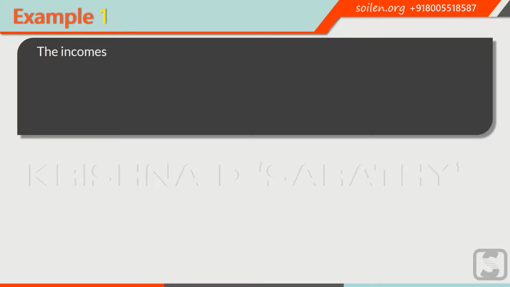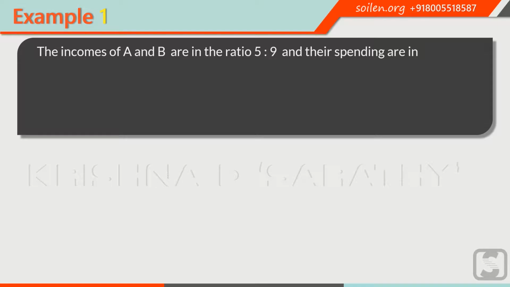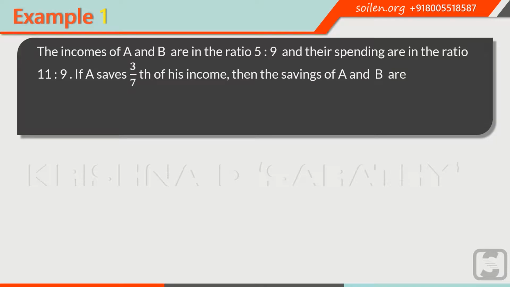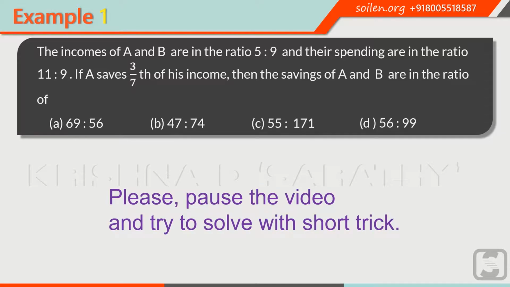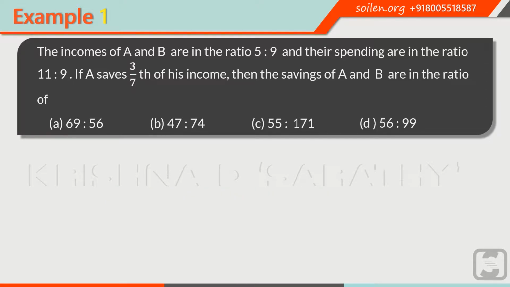Let's do some practice with this short trick. The incomes of A and B are in the ratio 5:9 and their spending are in the ratio 11:9. If A saves 3/7 of his income, then the savings of A and B are in the ratio of. Please pause the video and try to solve the above question with the short trick. This is almost the same question, only ratios are different.